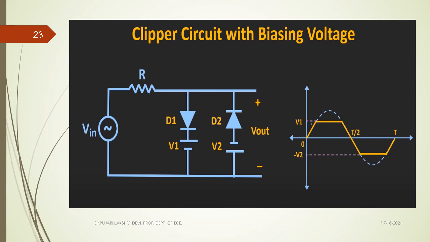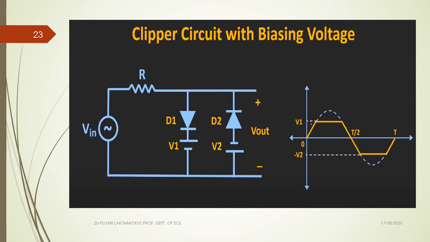Okay, this is the actual output we have compared to the input. The dotted portion is the input waveform and this portion is the output waveform. Based on these biasing conditions, we can observe the functionality of the diode, and based on that functionality, we can observe the output waveform. Is it a replica of its input or the biasing voltage, a constant biasing voltage?